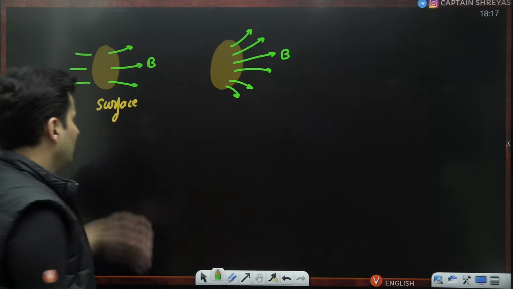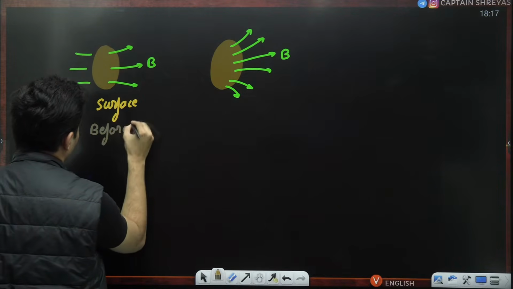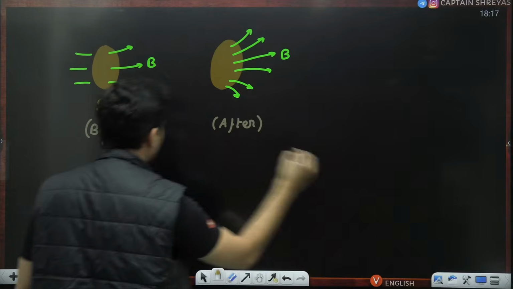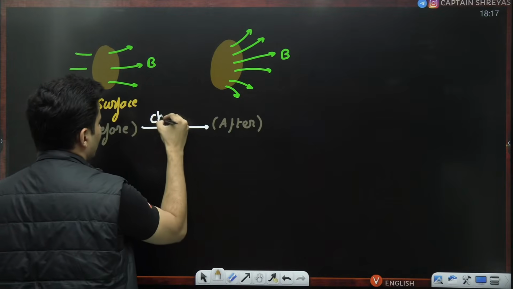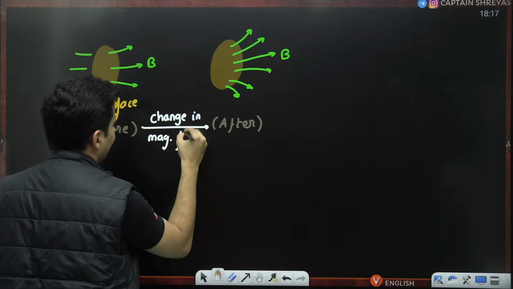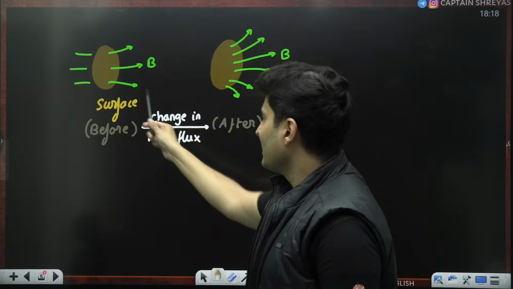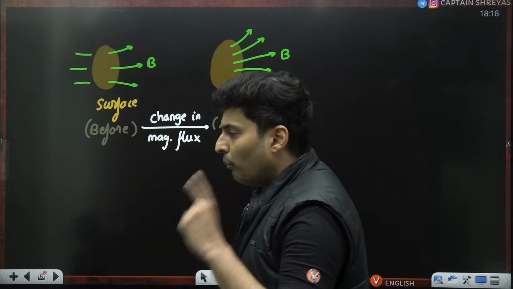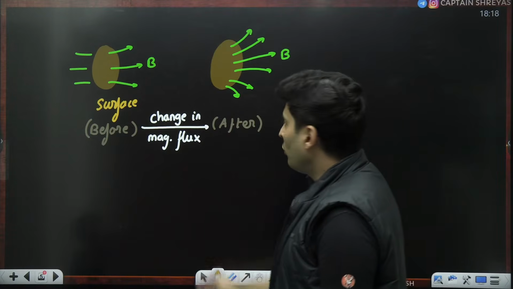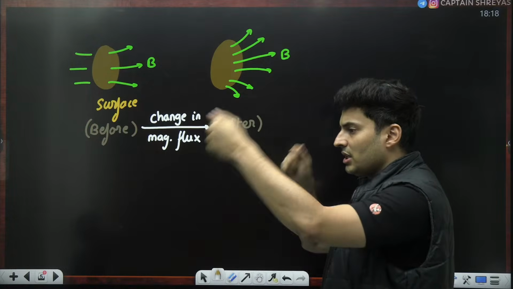Okay, this is afterwards. This is before, and this is after. So what happened in this process is there was a change in the magnetic flux passing through that particular surface. The moment there is any kind of change in the magnetic flux, either the magnets move, the area changed, the orientation changed, something happened.